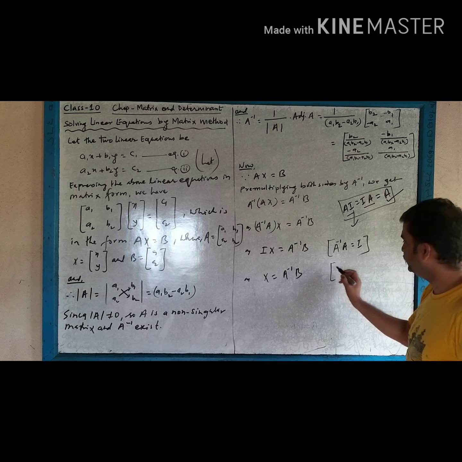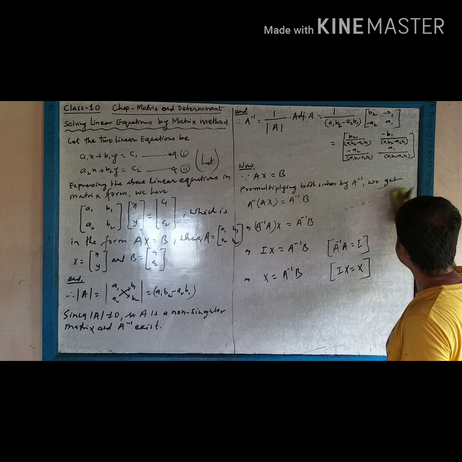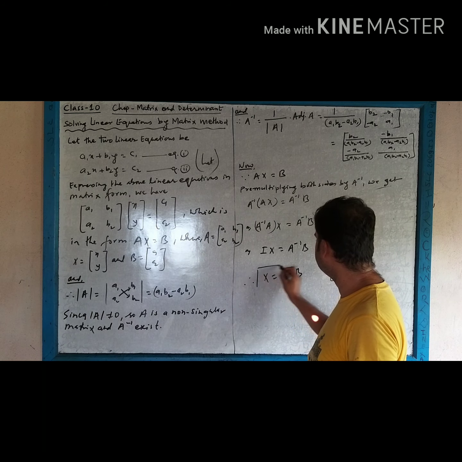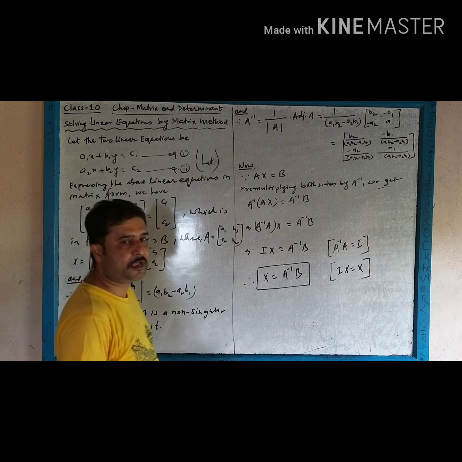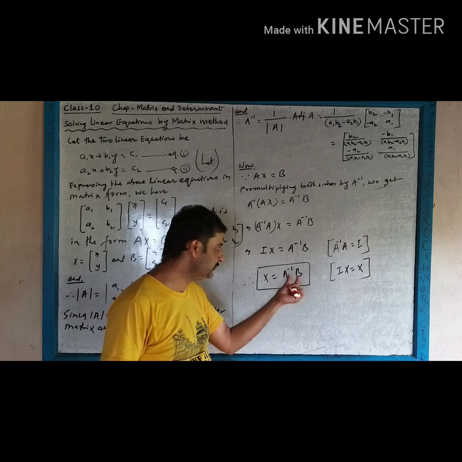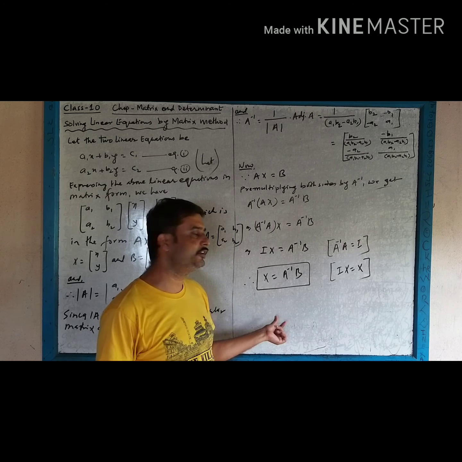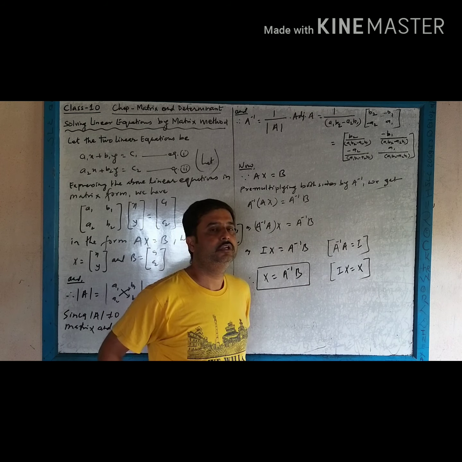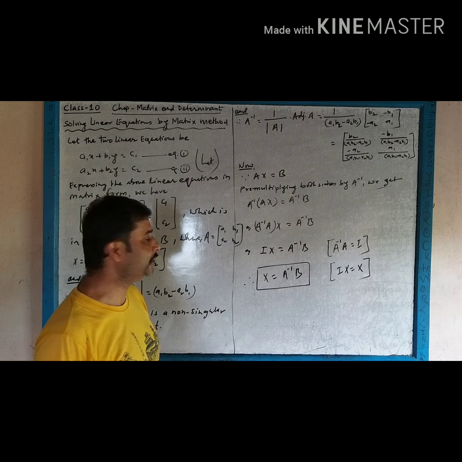So here IX will be equal to X itself. This is our final conclusion. So at last, what have we got? Here we have two matrices: one is matrix X and another is matrix A inverse B. You multiply these two to get a new matrix, A inverse B, and you have the matrix X here. You equate the components of both matrices, and by equating these you get the values of X and Y.